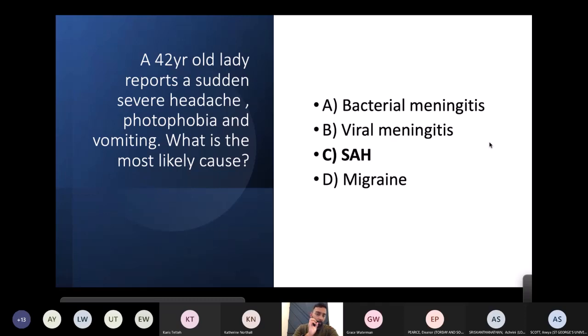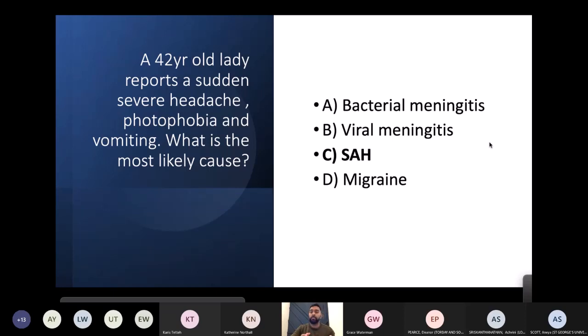Severe headache, photophobia and vomiting. The headache, photophobia and vomiting could be either infectious or non-infectious, but it's this sudden onset. And this is really making you think, hold on, there are signs of meningism, but these signs came on suddenly.